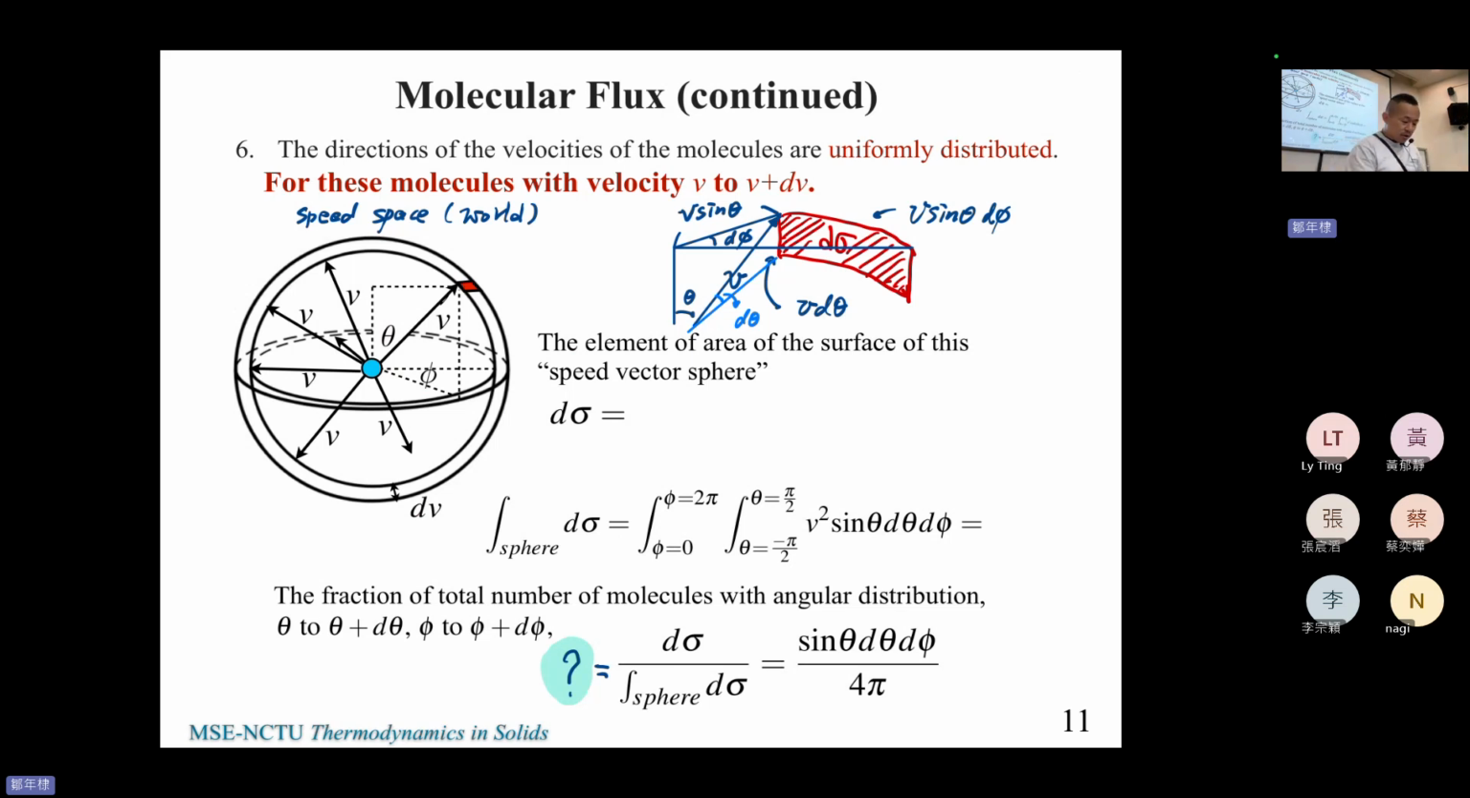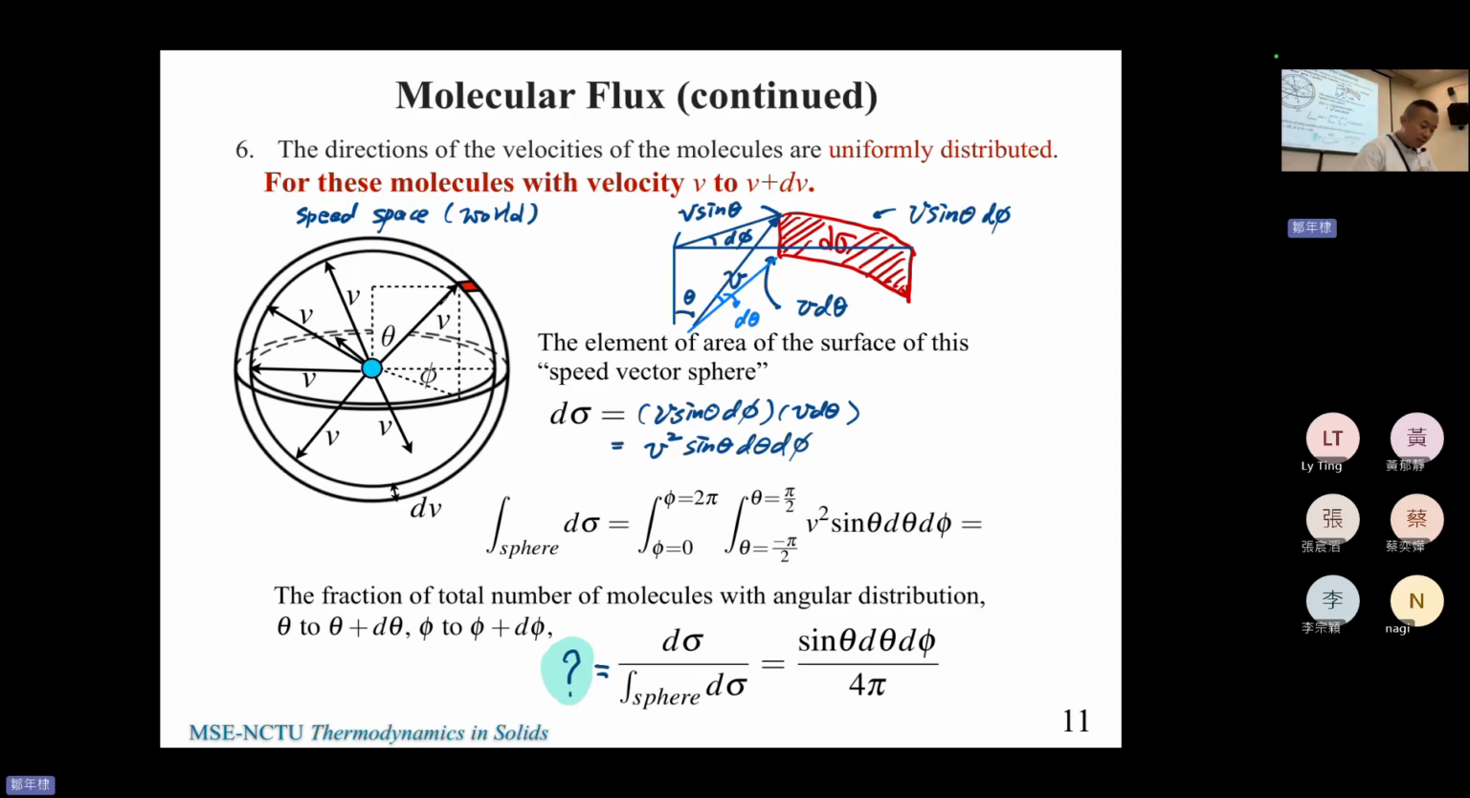The area of d sigma is v sine theta d phi times v d theta. Actually, what I'm doing is calculus. V sine theta d phi times v d theta, right? And that is v squared sine theta d theta d phi. Okay, so now this is one tiny d sigma.